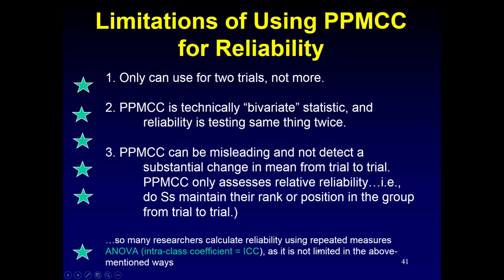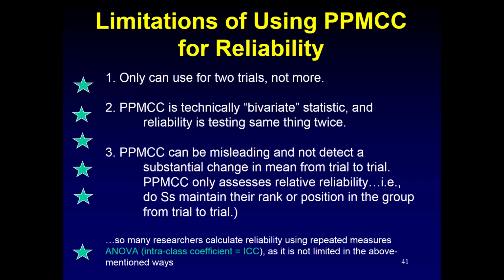Okay, so there's a bunch of problems when we use the Pearson R as opposed to the ICC using repeated measures ANOVA to compute the reliability coefficient. As we learned before, the PPMCC is technically a bivariate statistic. It's an X and Y statistic, and that's really not appropriate technically when you're correlating something to itself. In other words, an X to an X instead of an X to a Y. So the Pearson R technically is probably not the best statistic to use in determining reliability.